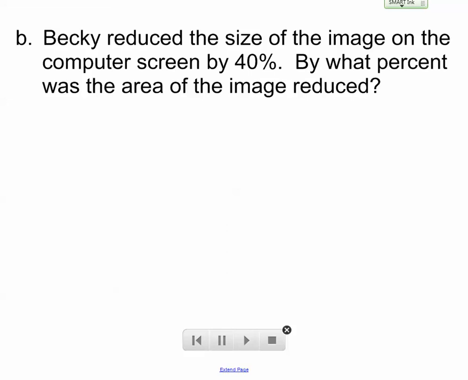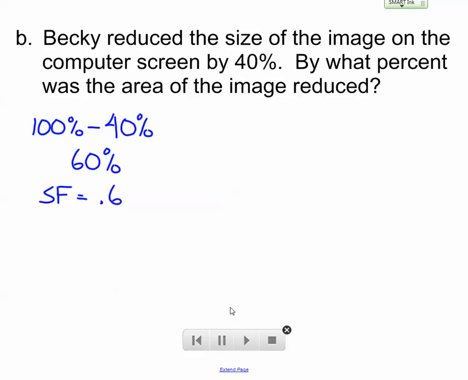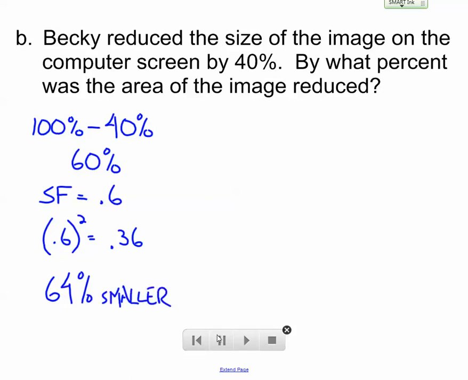Becky reduced the size of an image on the computer screen by 40%. By what percent was the area of the image reduced? Okay, so when they say that she reduced it by 40%, what they mean is they reduced both the length and width by 40%. That means the new image is actually 60% of the old image, which means the scale factor is 0.6. We're talking about area here, so 0.6 squared would be 0.36, and 0.36 is 64% less than 1. So it's 64% smaller than the original.